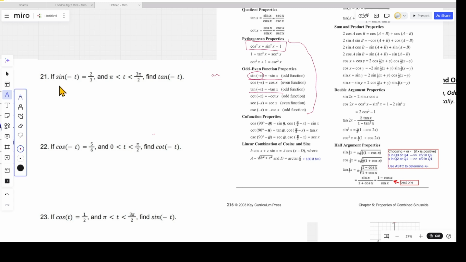All right, for this one, they're giving us sine and they're asking us for tangent. And you can see they've got these negatives in here. There's no question we're going to use these even odd properties. So we prefer not to have that thing, so we can use this property to get rid of it. We don't mind the negative outside, so let's change that. This thing tells us that sine of a negative x can be replaced with negative sine of positive t, which means sine of t will equal -2/3.